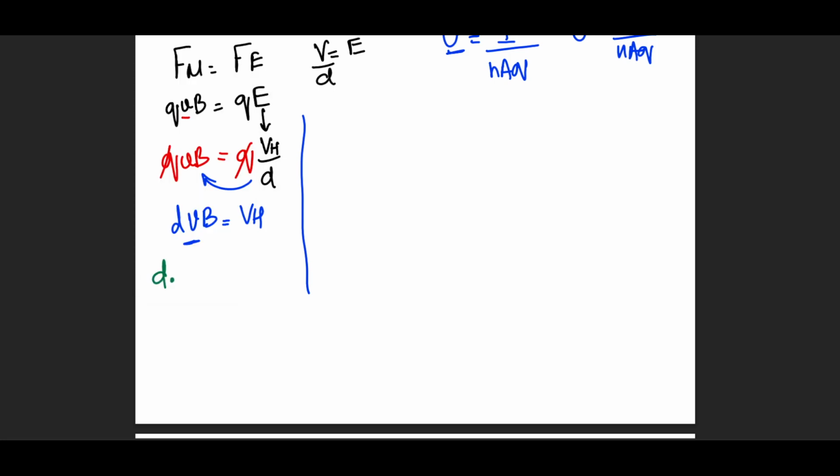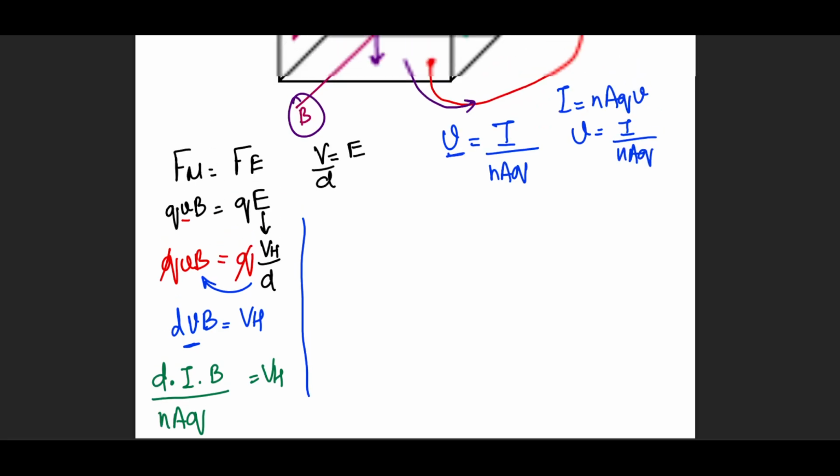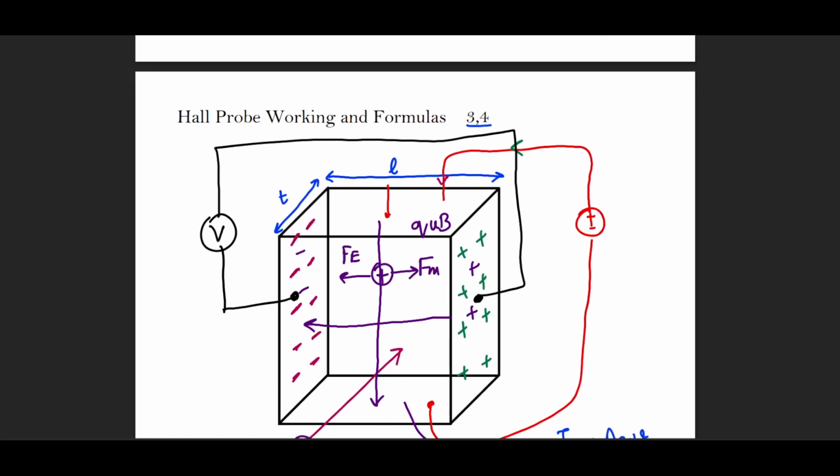So D multiplied by, now V is I divided by NAQ. You can see that I is going to be in the numerator and the rest of the things are going to be in the denominator. So NAQ equals Hall voltage. Now we've established that this distance D is actually the distance between the plates, which is going to be the distance L. And to find the cross-sectional area of this face plate, because this is where the current is actually moving through, the cross-sectional area will be L multiplied by T.